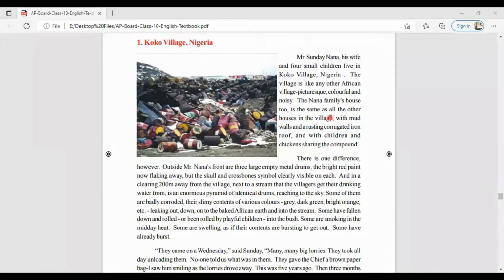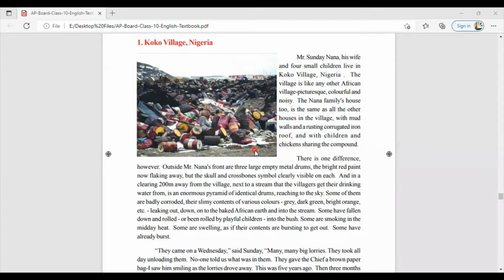So 5 years ago, the village was like any other African village. That means the pictures were cute, colorful, and noisy. But now, in a clearing 200 meters away from the village, next to the stream that the villagers get their drinking water from, is an enormous pyramid of identical drums reaching to the sky. You can see in the picture, you have some drums here, right?